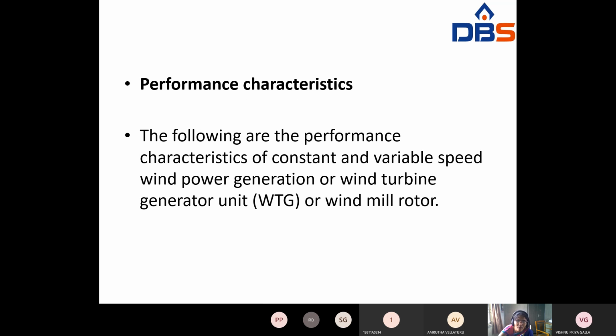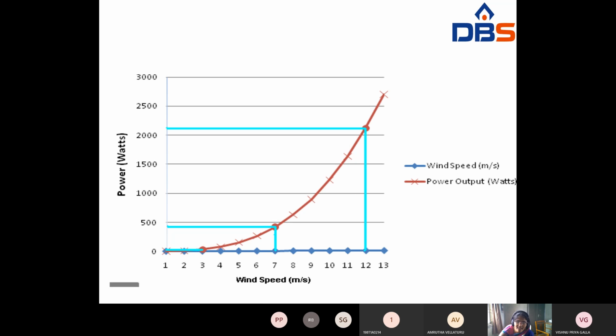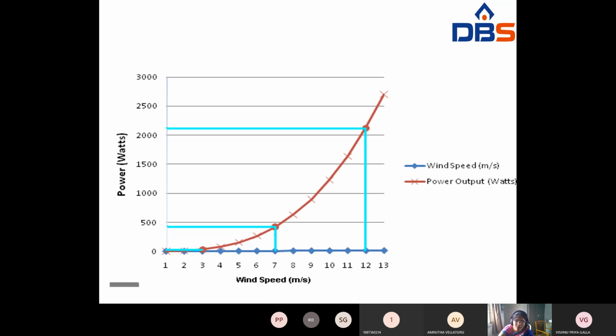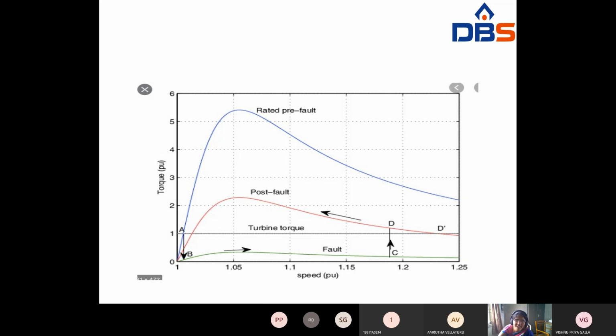Next you can see the performance characteristics of wind power generation. The following are the performance characteristics of constant and variable speed wind power generation or wind turbines. These are the power speed characteristics. When you take speed on the x-axis and power on the y-axis, those are the power speed characteristics, because they are drawn between power and speed. From the power equation, Pm is directly proportional to omega cube. That means the mechanical power that can be extracted from the wind depends on wind speed: whenever the speed increases, the power also increases, so they are directly proportional. Next one is the torque speed characteristics. This is the speed, this is the torque.